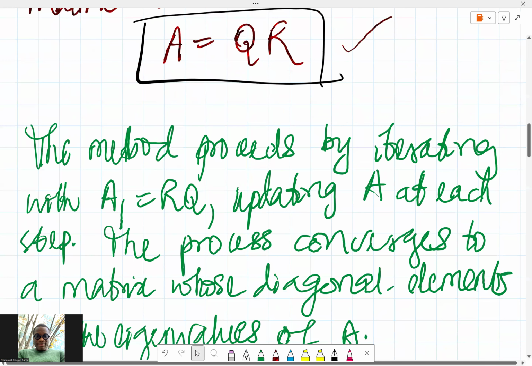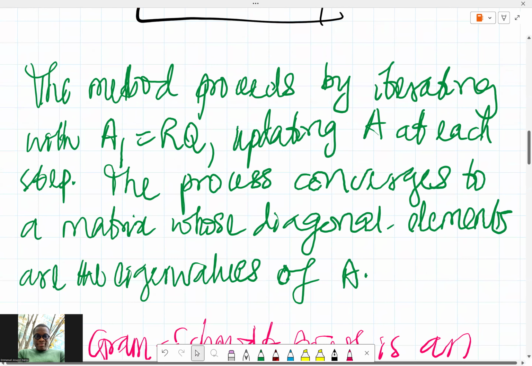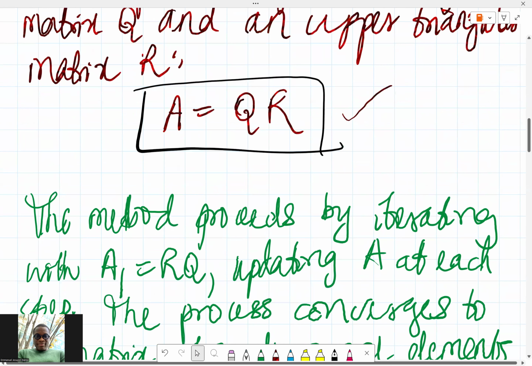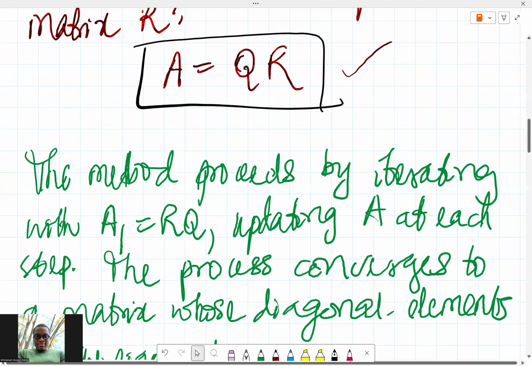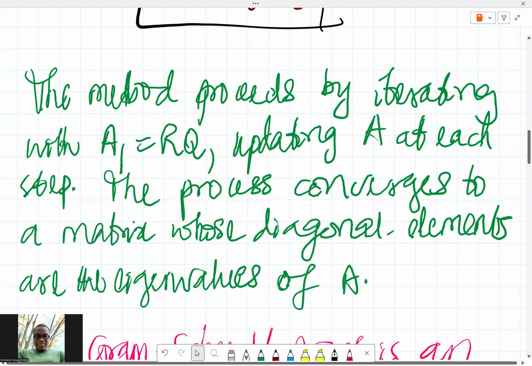So this method proceeds by iterating with A1. Once you decompose matrix A into Q times R, Q being an orthogonal matrix and R being an upper triangular matrix, the method then proceeds by iterating with A1 equals RQ. So the QR you got, you reverse it and multiply, and that gives you a matrix A1. With that, you update A at each step, and the process converges to a matrix whose diagonal elements are the eigenvalues of A.